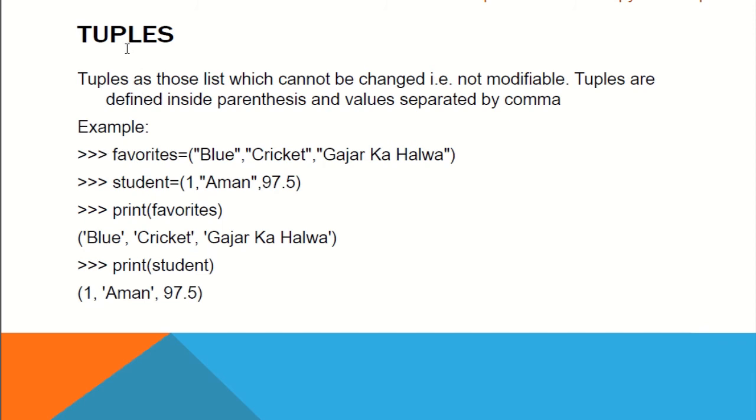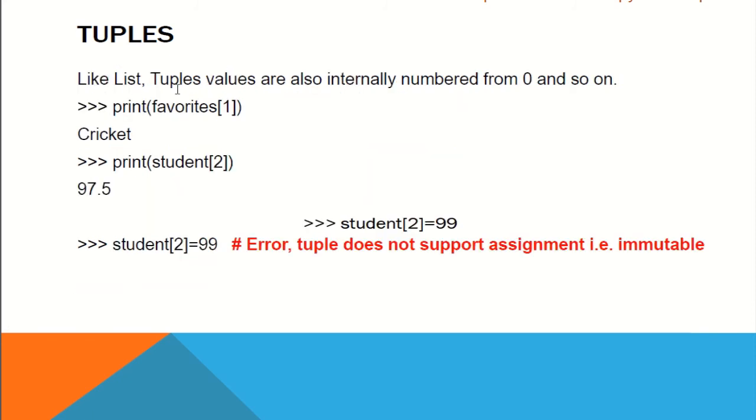If you want to insert a tuple, then you have to write accordingly. Like blue, cricket, gajar ka halwa, and all these things are there, so you can have comma separated data using parentheses. So it will be printed. If you print student and favorites, they will be printed according to this. Tuple values are also internally numbered from 0.